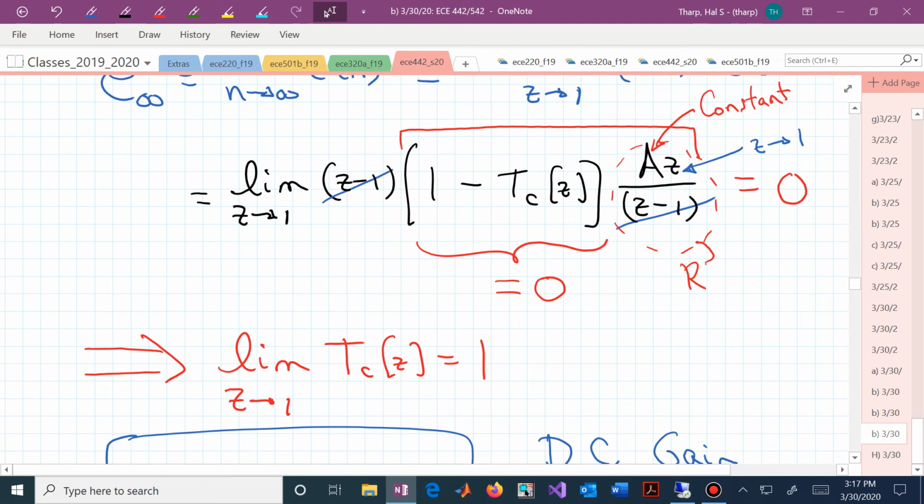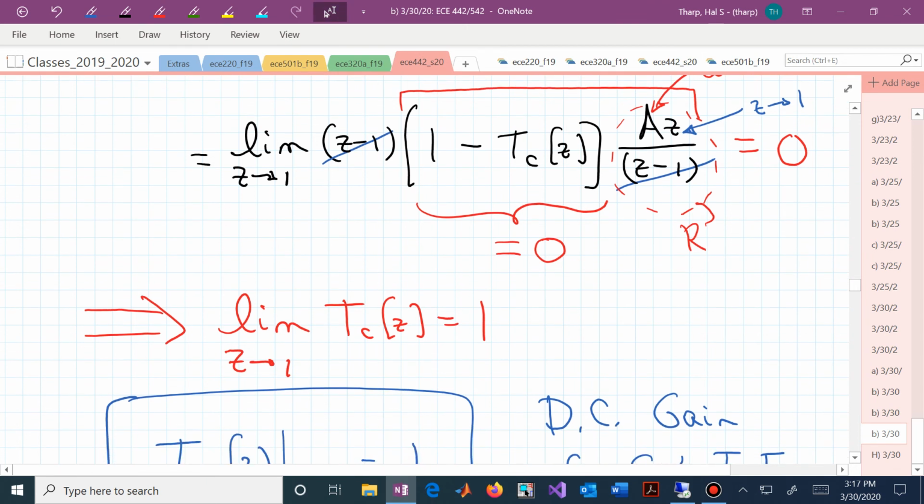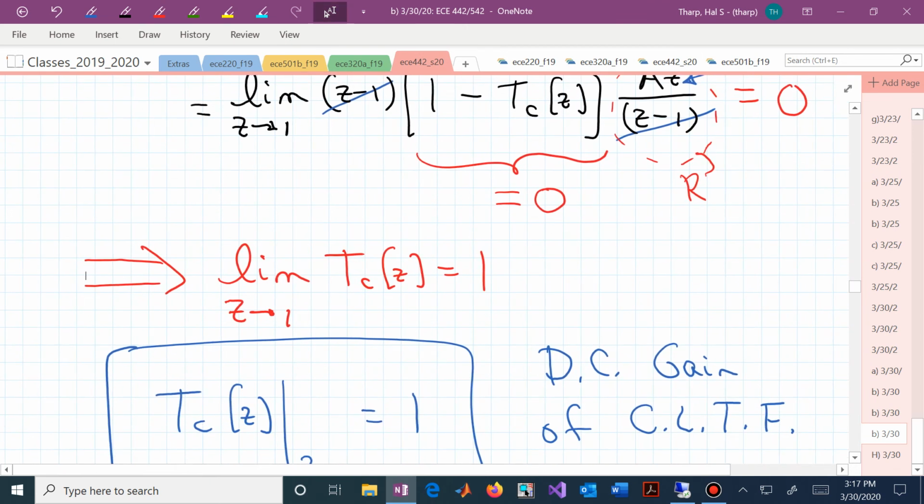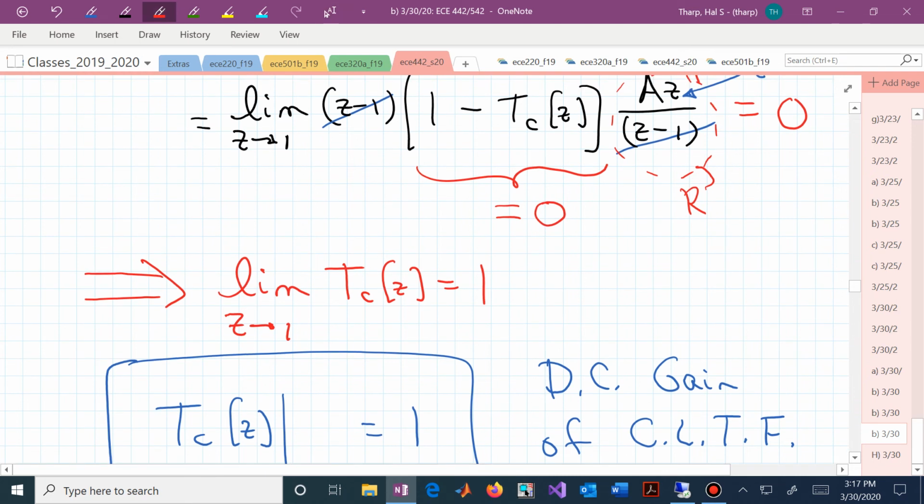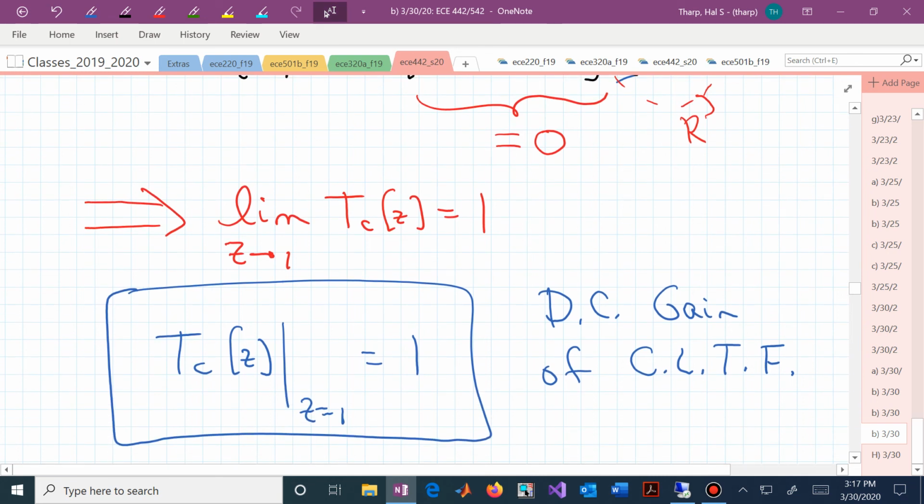That now tells us that we want 1 minus T sub C of z, as z goes to 1, to equal 0. Well, that's the same as saying the limit of T sub C of z as z goes to 1 equals 1. And that gives us a DC gain constraint on our closed loop transfer function. We want the closed loop transfer function T sub C of z to have a DC gain equaling 1 in order to have 0 error due to a constant reference input.